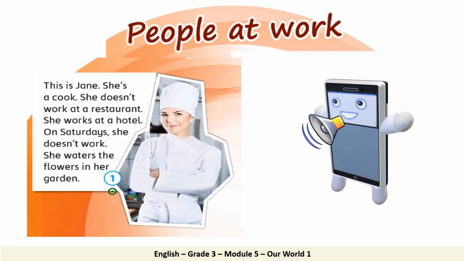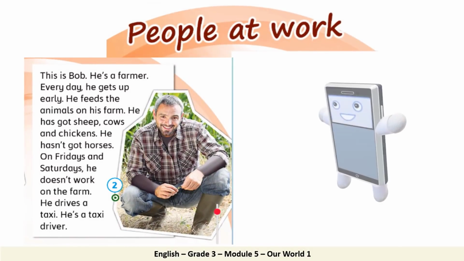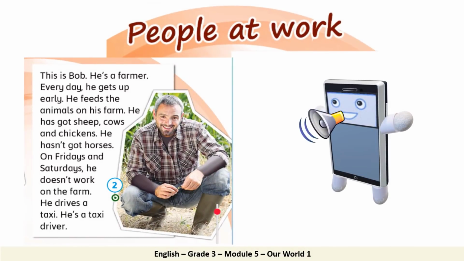People at work. 1. This is Jane. She's a cook. She doesn't work at a restaurant. She works at a hotel. On Saturdays, she doesn't work. She waters the flowers in her garden. 2. This is Bob. He's a farmer. Every day he gets up early. He feeds the animals on his farm. He has got sheep, cows and chickens. He hasn't got horses. On Fridays and Saturdays he doesn't work on the farm. He drives a taxi. He's a taxi driver.